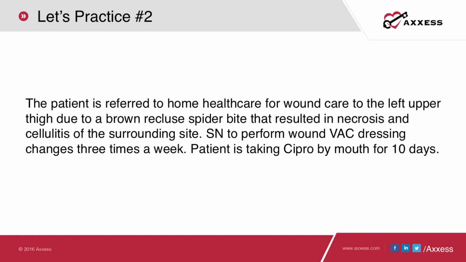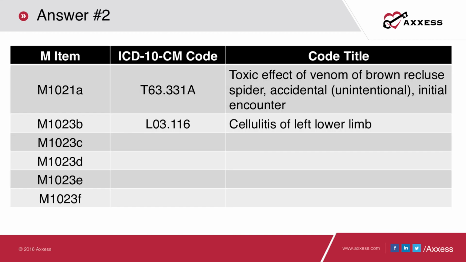In scenario number 2, your patient's referred to home health care for wound care to the left upper thigh due to a brown recluse spider bite that resulted in necrosis and cellulitis of the surrounding site. Nursing is to perform VAC dressing changes 3 times a week, and the patient is taking Cipro by mouth for 10 days. In this case, we only have 2 codes. That's T63.331A, toxic effect of venom of brown recluse spider, accidental initial encounter.